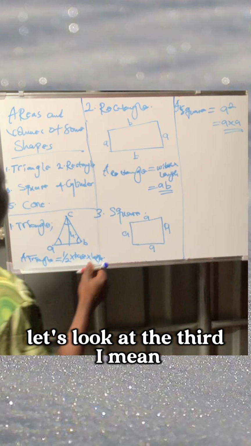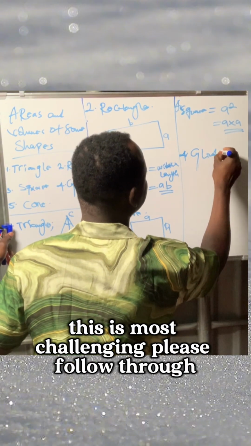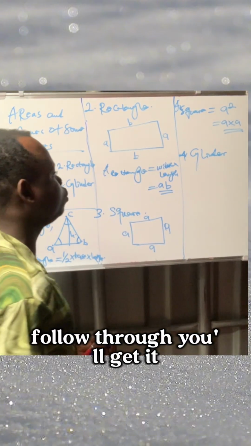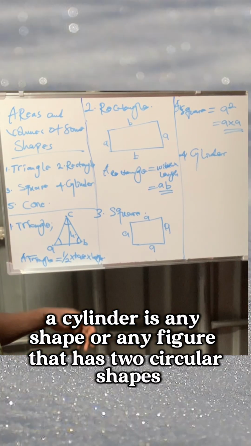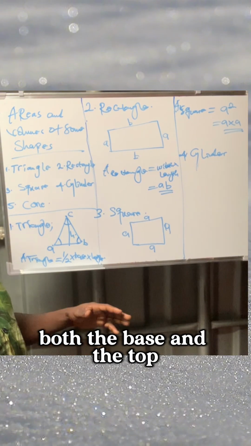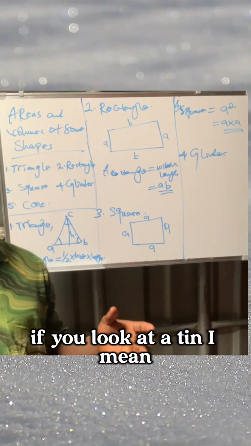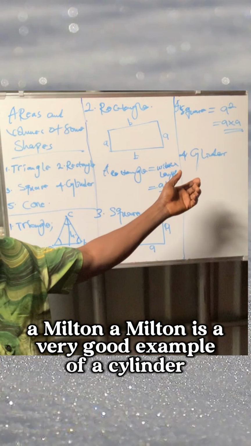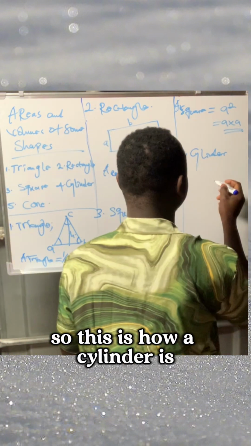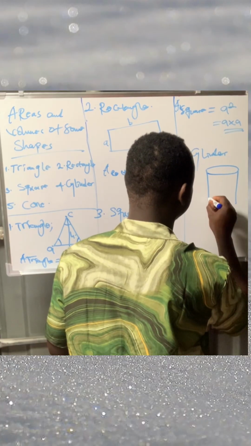Let's look at the fourth one, which is a cylinder. Please, this is the most challenging, so follow through and you will get it. A cylinder is any shape or figure that has two circular shapes, both the base and the top. For example, a milk tin is a very good example of a cylinder. So this is how a cylinder is. Watch it.